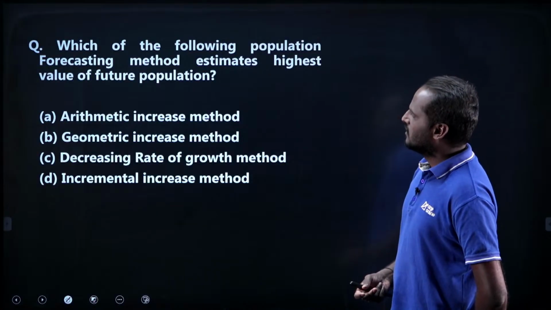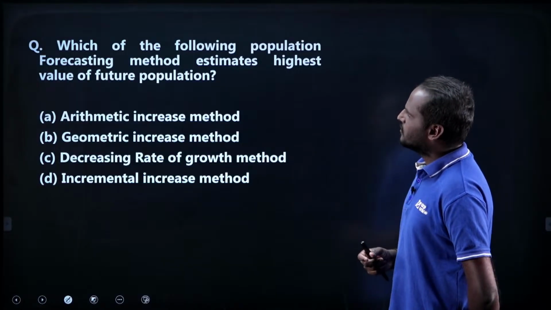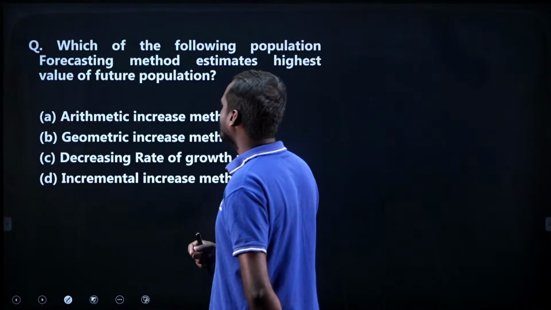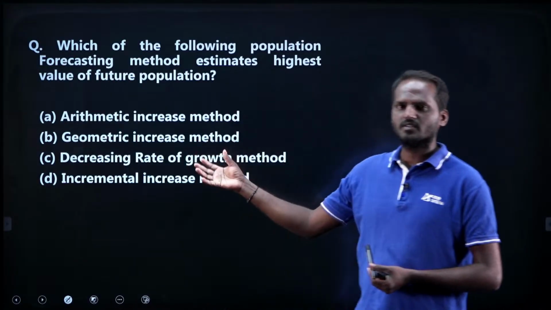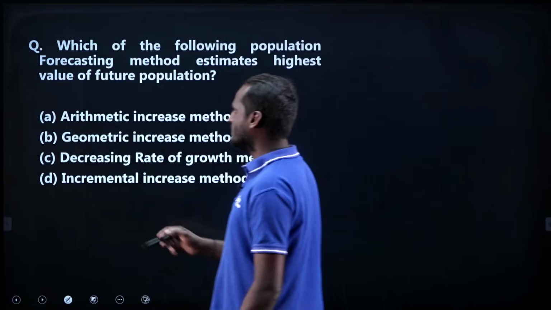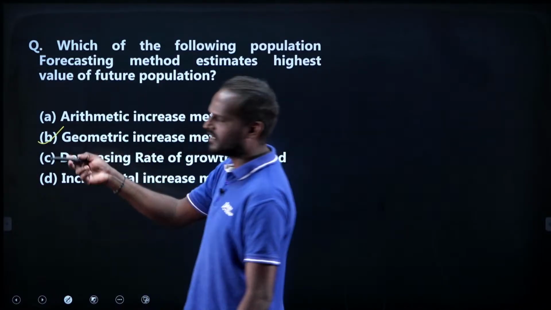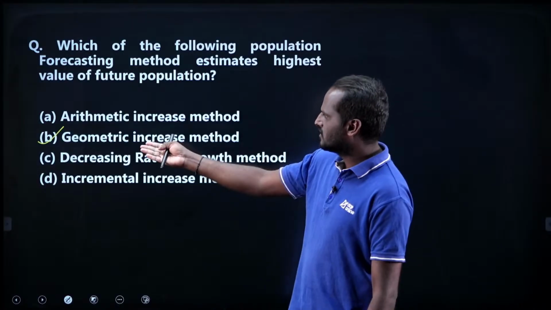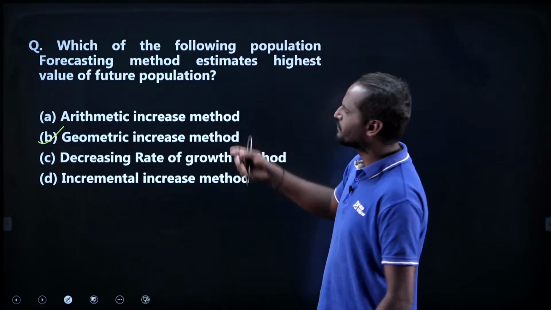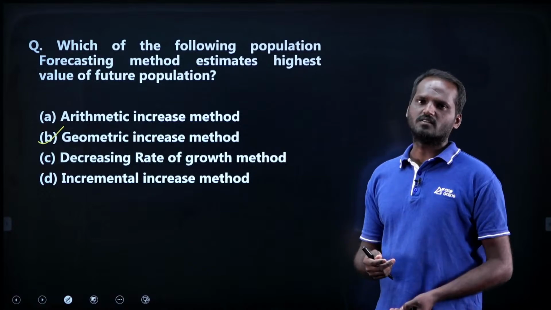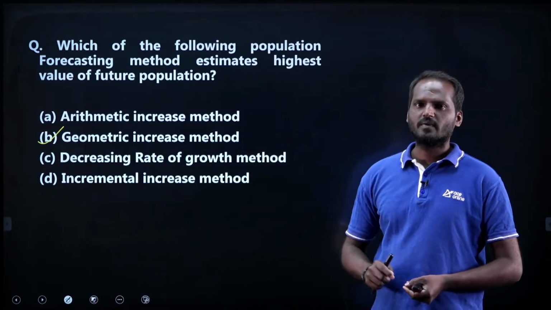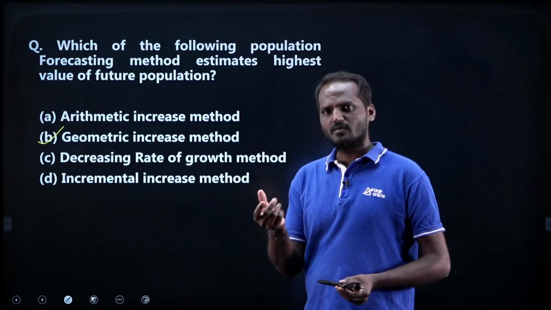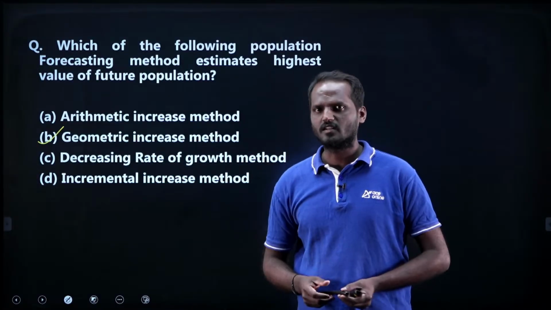Okay, next question: which of the following population forecasting methods estimates the highest value of future population, which is having the highest forecasted population among the given options? That is the geometric increase method. Option B is correct, right? You all studied arithmetic, geometric, incremental increase, and decreasing rate of growth methods, right? This geometric increase method estimates the highest forecasted population. The least value can be given by the arithmetic increase method. The value given by incremental increase is anywhere between the arithmetic and geometric increase methods, right?